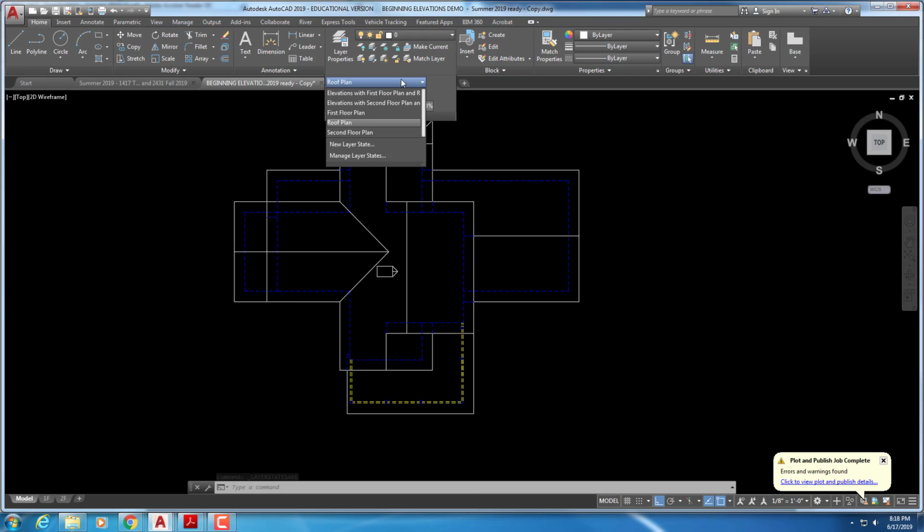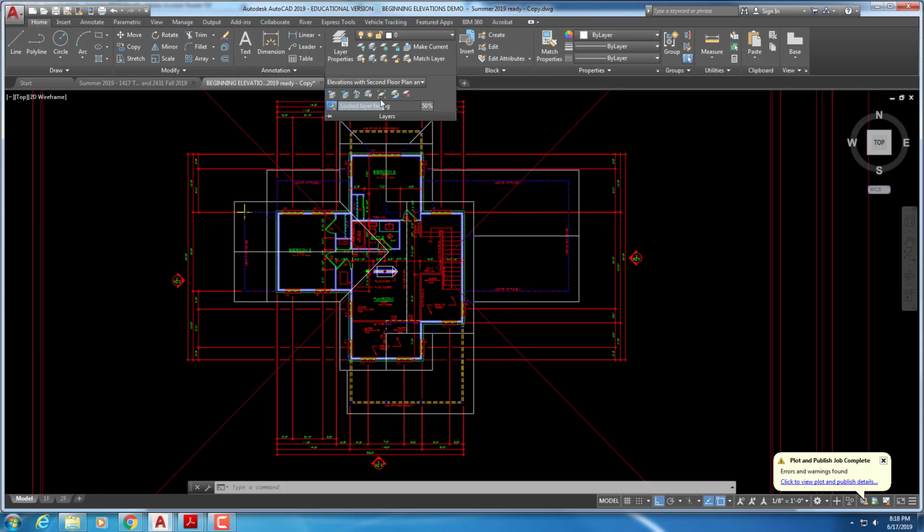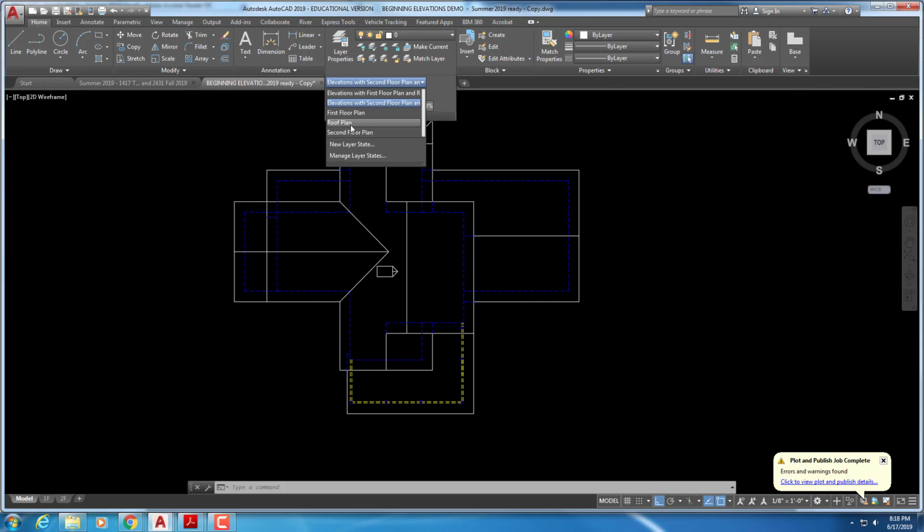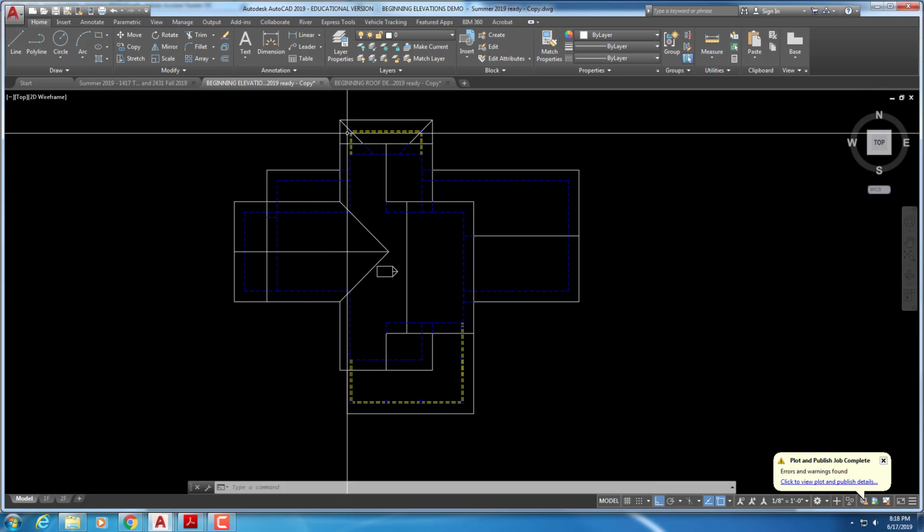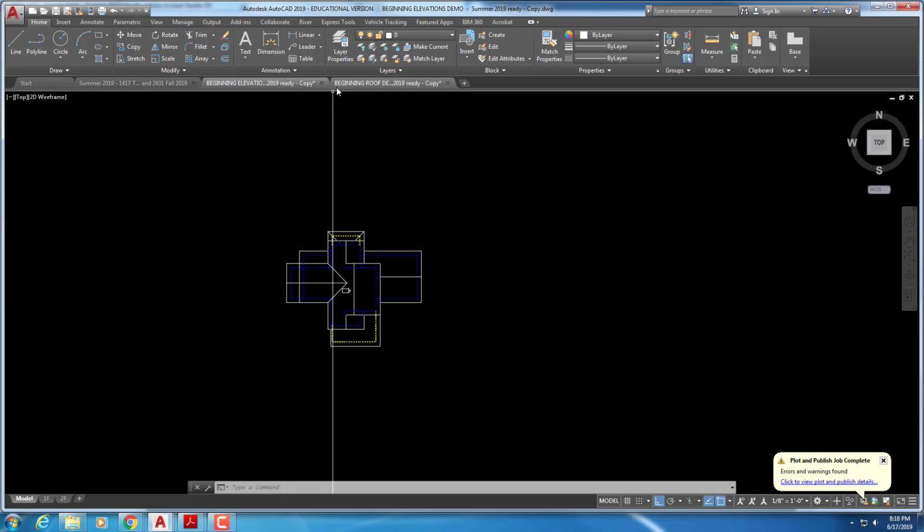Or you can work on it with other stuff, because you'll have to go back and add the plate heights and the roof pitches and all that. But this gives us our roof outline. So now we can use this to project down to the elevations to know where the edges of things are.